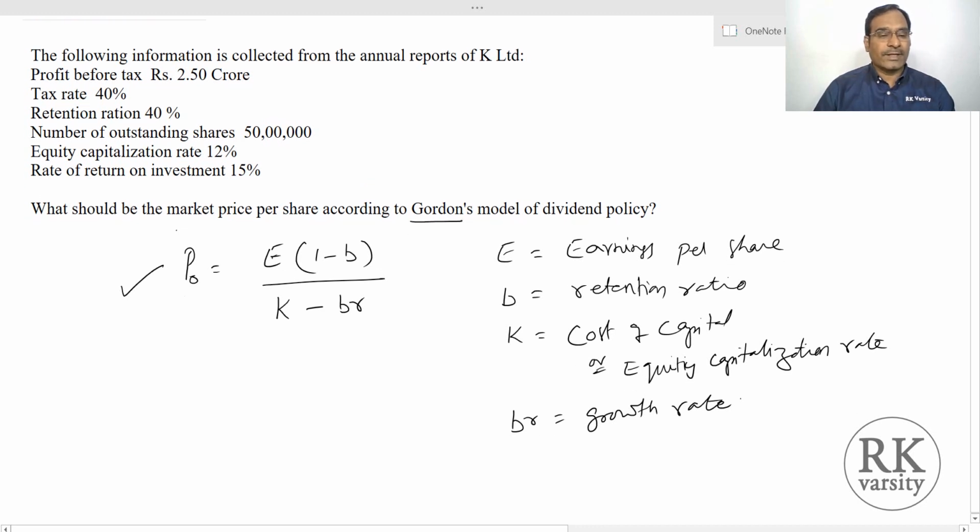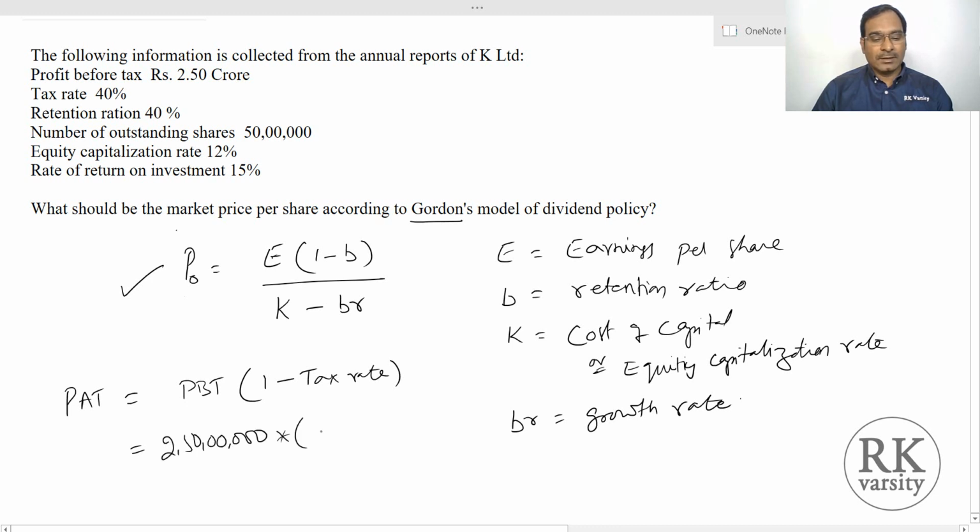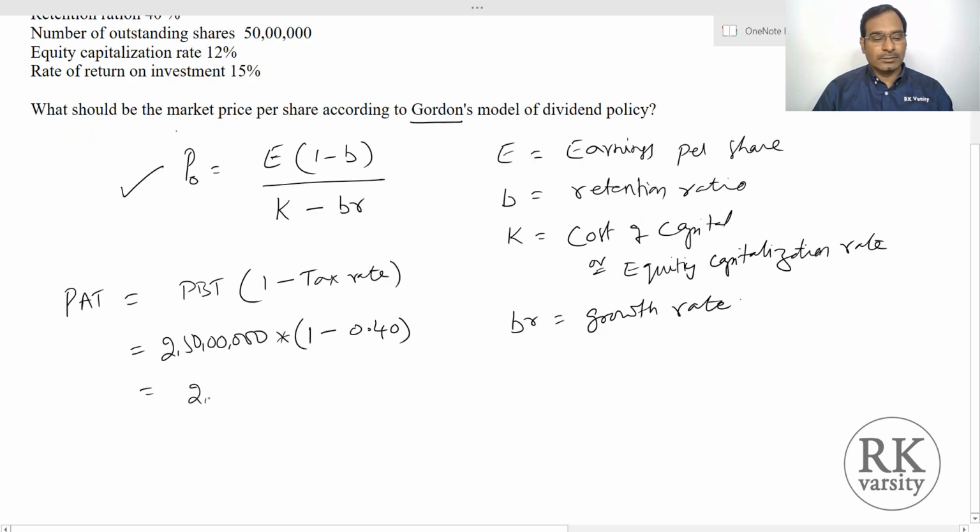So here profit before tax is 2.5 crore, and the tax rate is 40%. Then profit after tax equals profit before tax times 1 minus tax rate. So here profit before tax is 2 crore 50 lakhs times 0.60. So this is 1 crore 50 lakhs. So your profit after tax is 1 crore 50 lakhs.